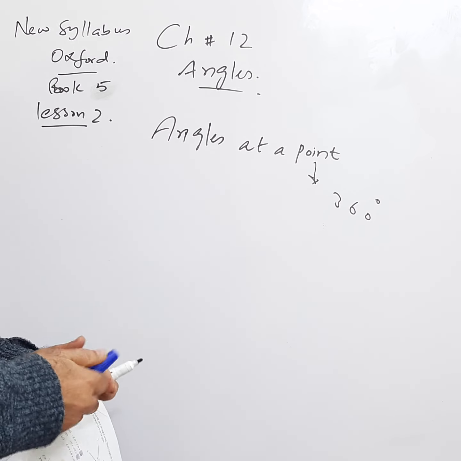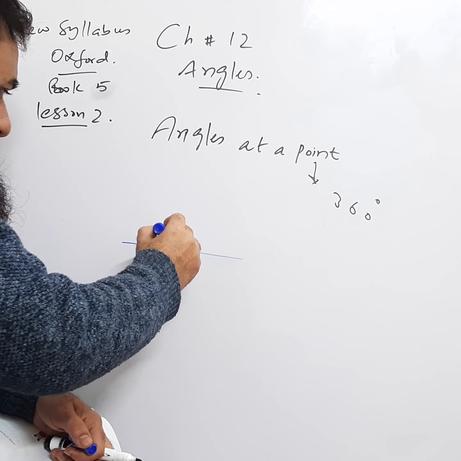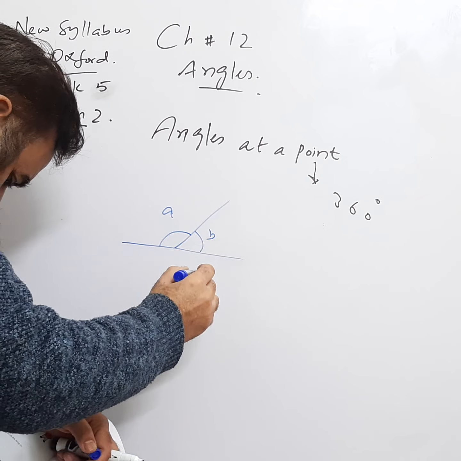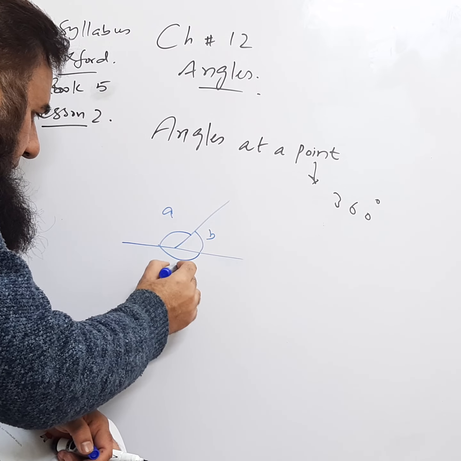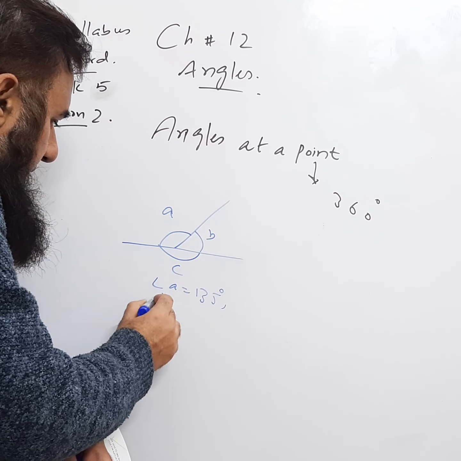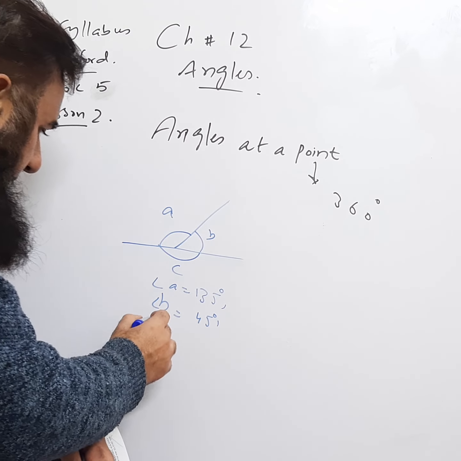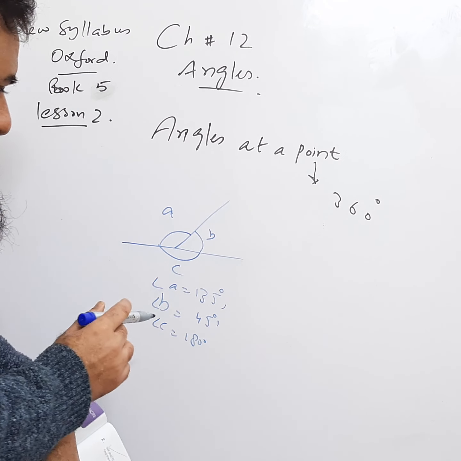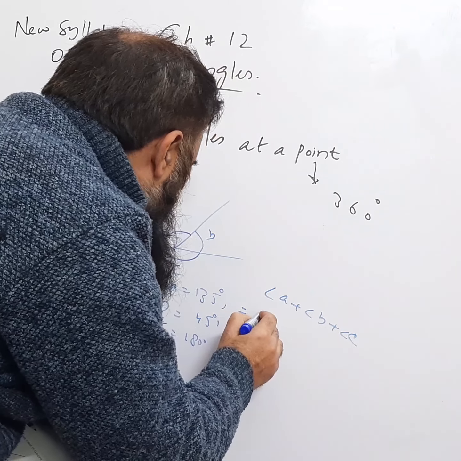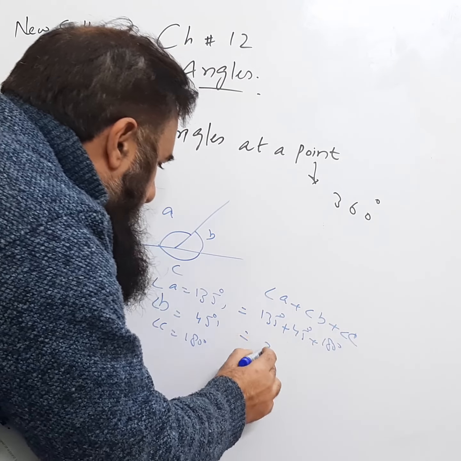They say that if there is a straight line like this, and we have this A, B, and this is C. They are saying angle A is equal to 135, angle B is equal to 45, and angle C is equal to 180. So when we add angle A plus angle B plus angle C, it becomes 135 plus 45 plus 180. It becomes 360.